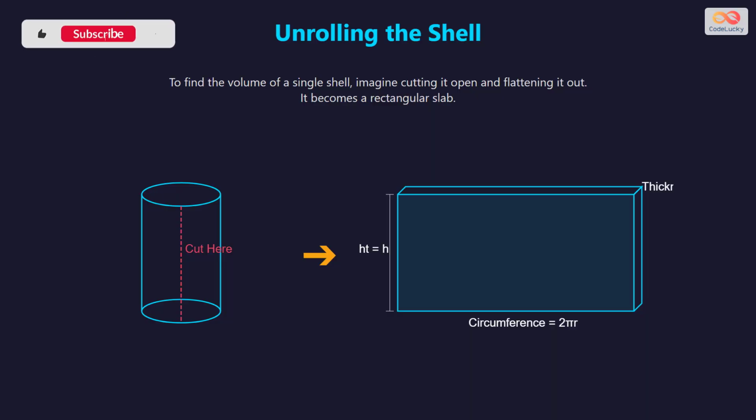To understand the volume formula, imagine taking that hollow cylinder, cutting it vertically, and unrolling it flat. It becomes a rectangular slab. The length of this rectangle is simply the circumference of the original cylinder, which is 2 pi r. The height remains h, and the thickness is still dx.